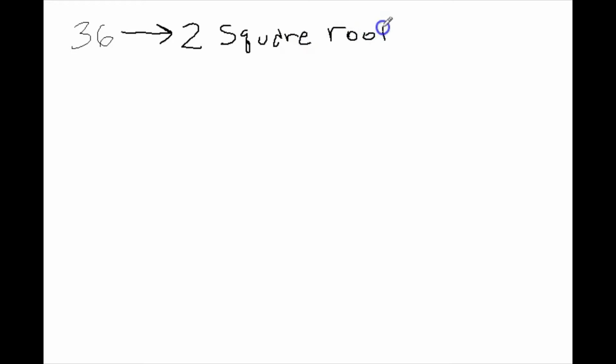So for instance, 36. There's two square roots of 36, aren't there? Let me use a thicker marker. Okay, so this has two square roots: both 6 and negative 6. So negative 6, comma, 6.